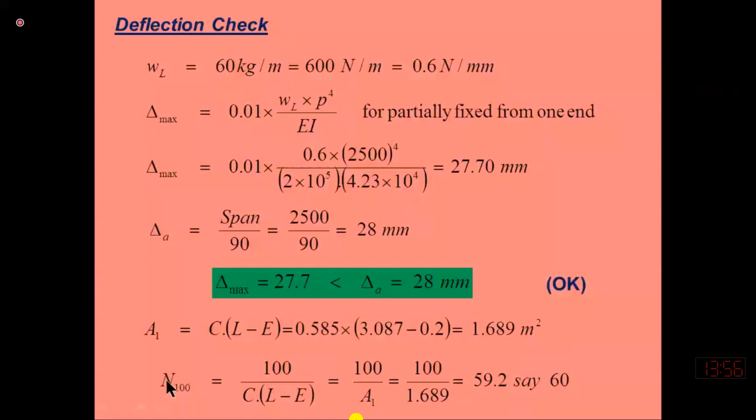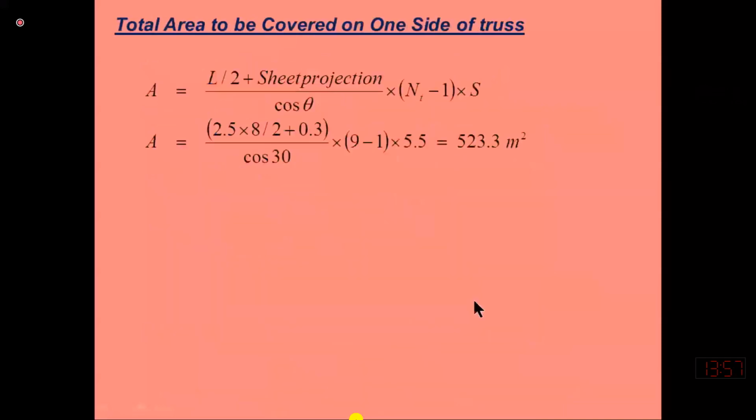In the book, I think the calculations are given in millimeter. 10 exponent 8 is given. So 10 exponent 8 means that we are multiplying the 100 with 10 exponent 6 to convert the meter into millimeter. So if we have 100 meter square area and the area of one sheet is 1.689, then to cover 100 meter square area, we require 59.2 sheets, or 60. Okay, next: what is the actual area in our case?